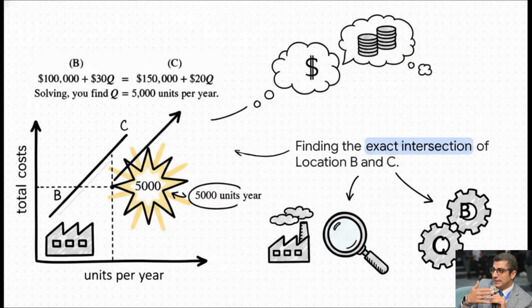Look right at where line B and line C cross. At that exact point, their total costs are identical. To find the exact quantity where this happens, we just set their equations equal to each other. 100,000 plus 30 times Q equals 150,000 plus 20 times Q. If we subtract 20 times Q from both sides, we get 10 times Q. If we subtract 100,000 from both sides, we get 50,000. So 10 times Q equals 50,000, divide that by 10, and we find Q equals exactly 5,000 units per year.